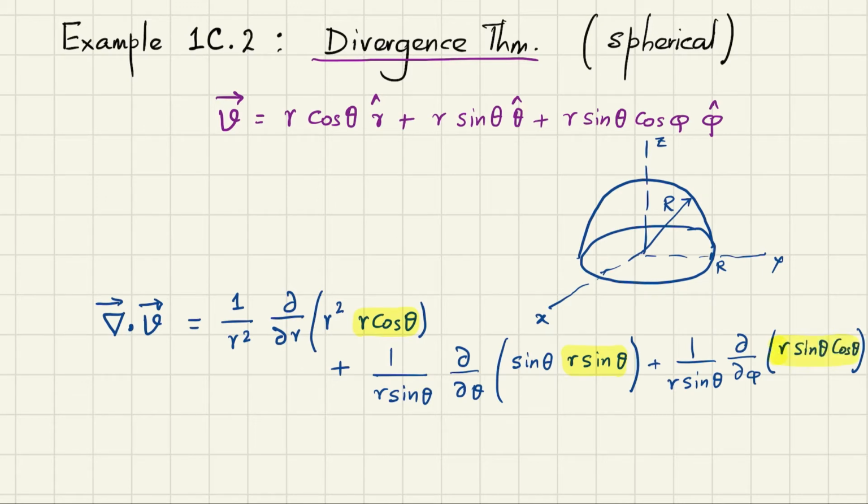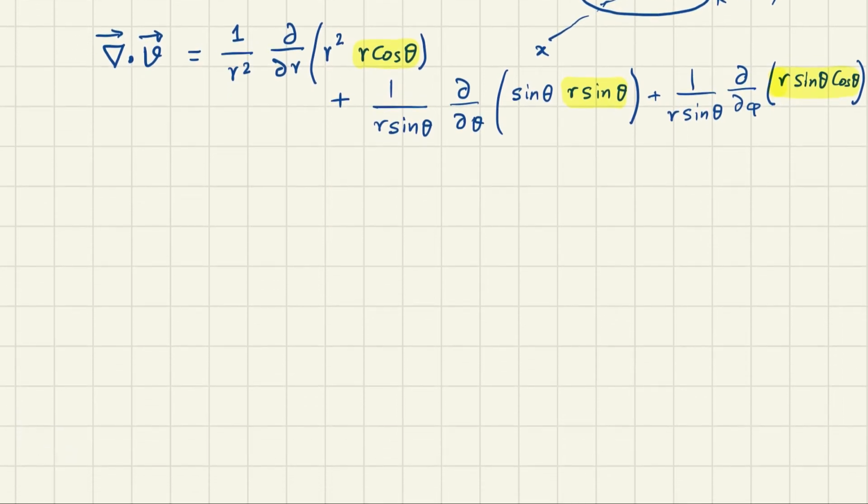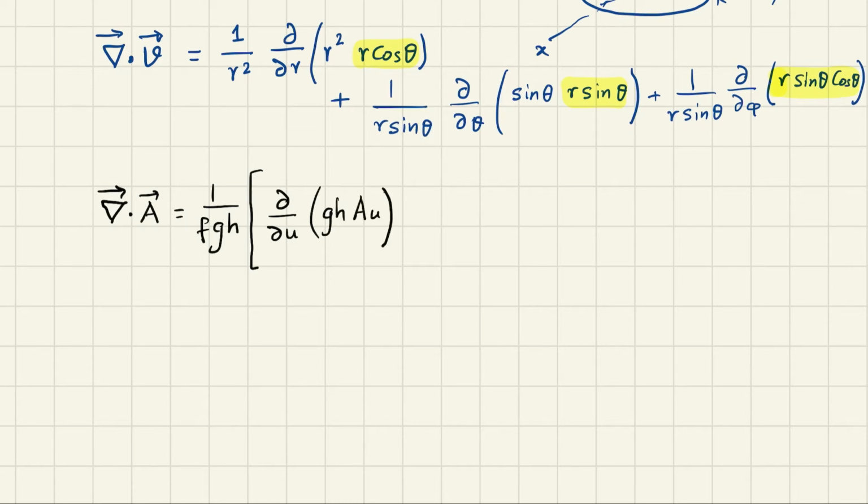Okay, these are the weights. Now, you can remember this formally, or as I told you, let me point out that you could always remember the general formula for any, let's say, delta A. I'm writing down the general formula. This is easy to remember. F, G, H are the weight factors, right? And this will be del by del U of GH A_U, where U in this case will be R. It could be, okay. And I'm writing this in coordinate independent form.